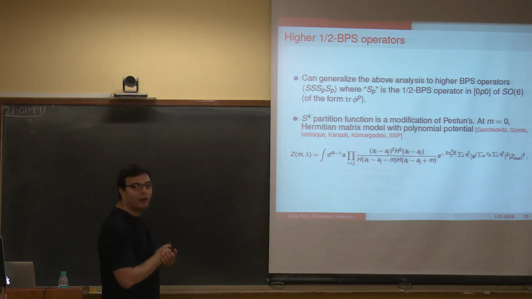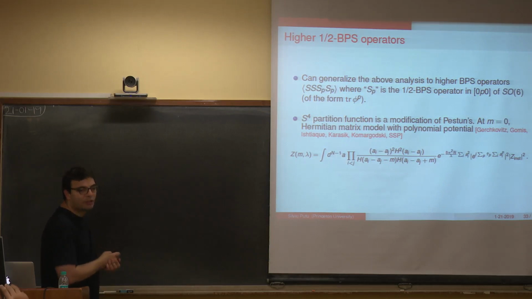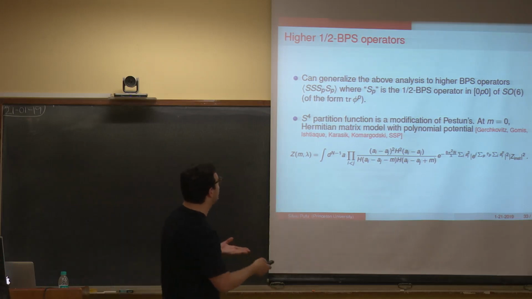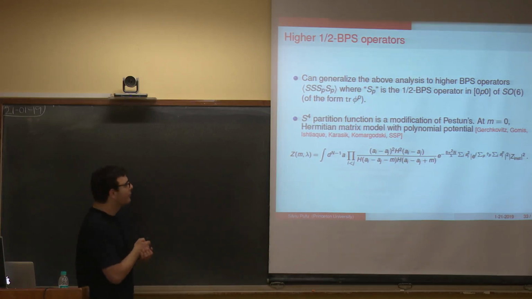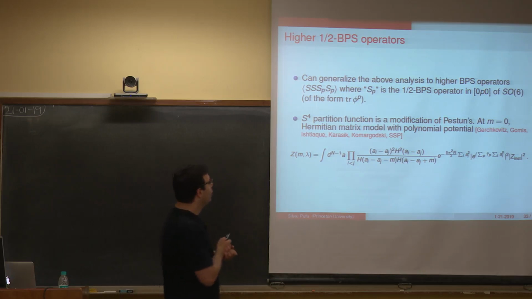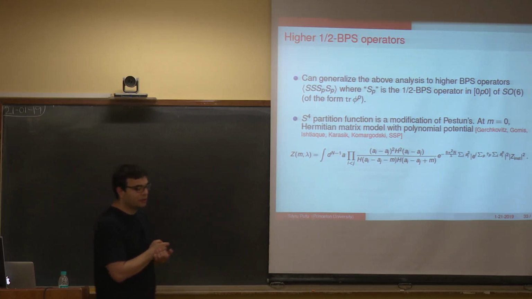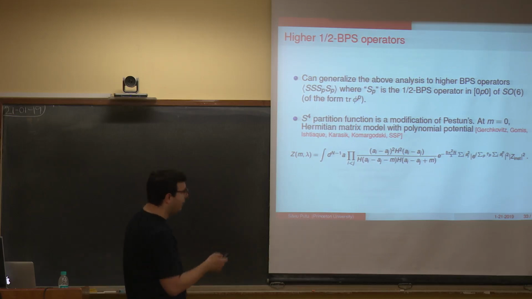One can generalize this analysis to higher BPS operators, not just the superconformal primary of the stress tensor multiplet. In N equals 4 super Yang-Mills, there's a tower of half BPS multiplets that are indexed by this P. They're roughly operators of the form trace phi to the P. And one can compute the S4 partition function in the presence of insertions of these operators at the north pole and the south pole of the sphere by some modification of Pestun's localization formula.